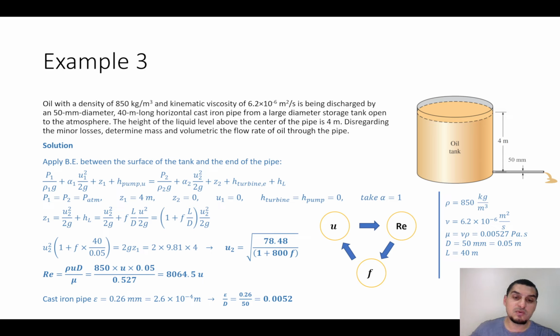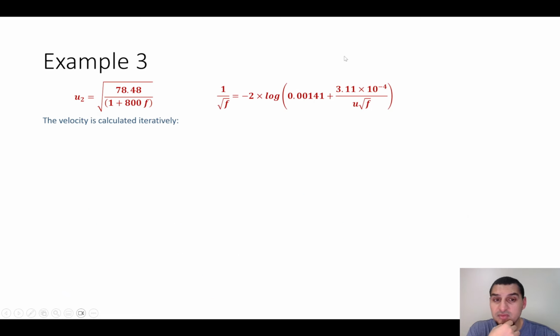Okay. So just to summarize the equations that we have: we have a formula for Reynolds number, we have epsilon over d, we have a formula from the Bernoulli equation, which gives the velocity as a function of the friction factor, and we have the Colebrook equation or the chart. And we have two options. You can do this using the chart or using the equation.